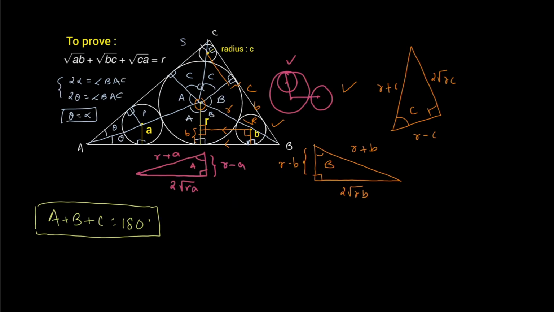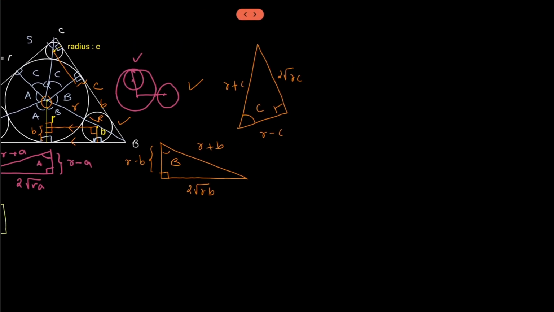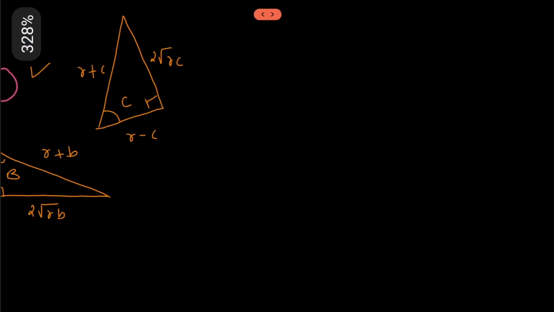Okay, so till now we have got 3 right angle triangles with the angles capital A, capital B, and capital C, plus a relation that A plus B plus C is 180 degrees. Okay, so now what I will do is I will forget all this and look for something else that is just a trigonometric identity.